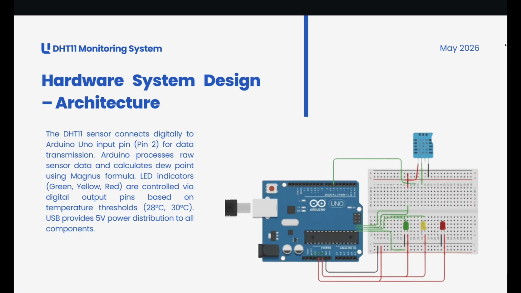Hardware system design architecture. Here you can see our model, and the DHT connects digitally to Arduino Uno input pin 2 for data transmission. Arduino processes raw sensor data and calculates dew point using Magnus formula. LED indicators, green, yellow, and red, are controlled via digital output pins based on temperature thresholds. And USB provides 5-volt distribution to all components.